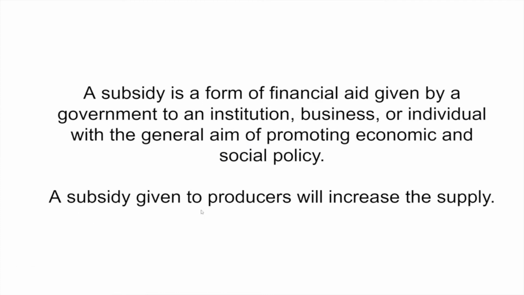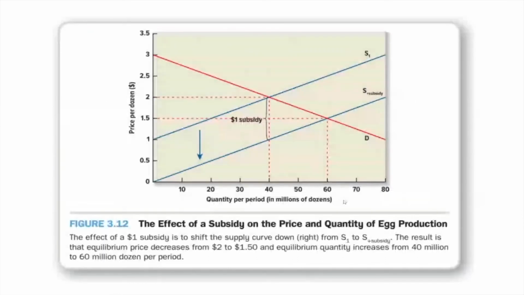Which is generally aimed at promoting economic and social policy. A subsidy given to producers will increase the supply. So we see that here in this particular example. So in this particular example here, we've got our supply one right here, which is the original supply before there was ever a subsidy put in place. And here is our demand before there was ever a subsidy put in place, okay?